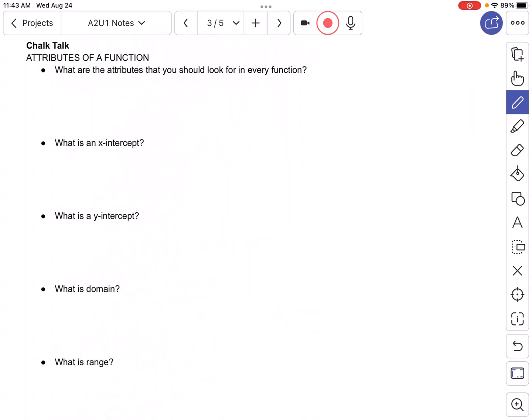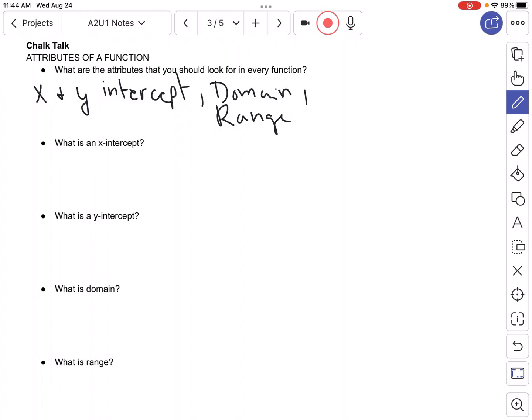Attributes of a function. What are the attributes that you should look for in every function? You want the x and y intercept. You want domain and range. You want to be able to identify, if possible, the max or minimum value. And you want to identify any restrictions on y, or on x. That might be a little bit new to you. We haven't really talked about that in Algebra 1, but there may be restrictions on x, and you want to know about those. So what is the x-intercept?